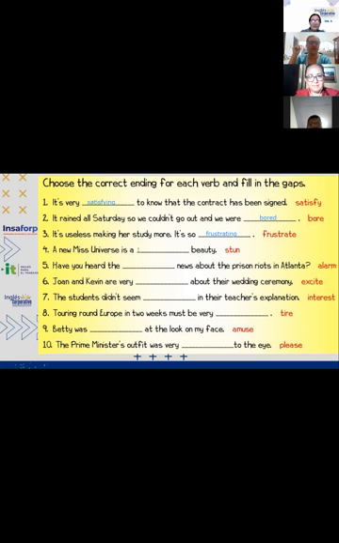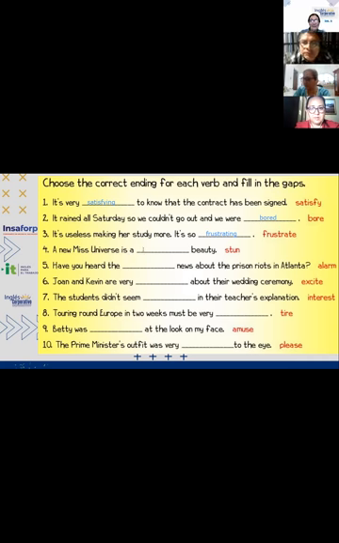Okay, and your Miss Universe is a stunning beauty. She's so beautiful. Have you heard the news about the prison riots in Atlanta? Well, in El Salvador. Excuse me, Miss. Yes. What meaning stunning? Really incredible, amazing, unbelievable. When you say, oh, the new Miss Universe is, wow, so pretty. So that's a stunning beauty.